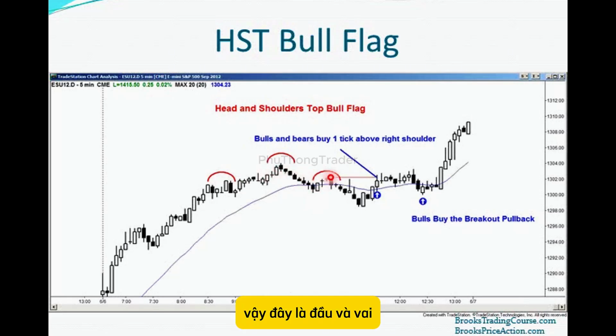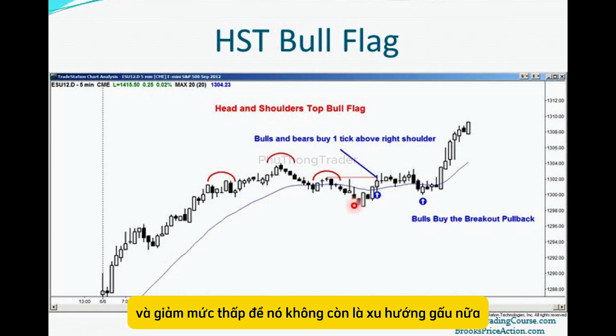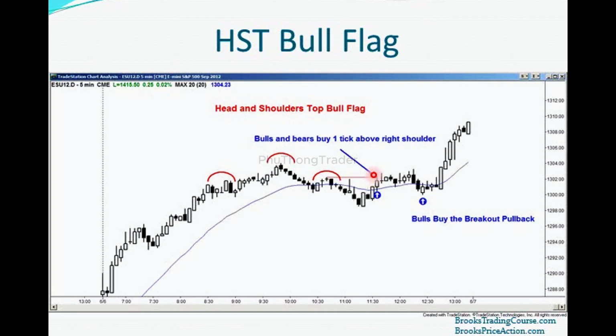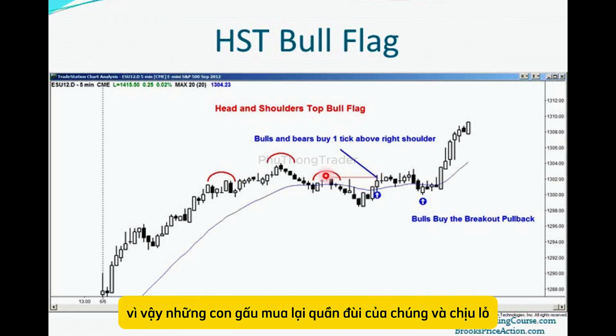So here's the head and shoulders top, here's the right shoulder. Bears will get out above this shoulder. Bulls will get long above this shoulder, because at this point, as soon as the market gets above the shoulder, the market's no longer forming lower highs and lower lows, so it's no longer a bear trend. So the bears sold betting on a bear trend, and as soon as we get above that lower high, it's no longer a bear trend. So the bears buy back their shorts and take the loss.